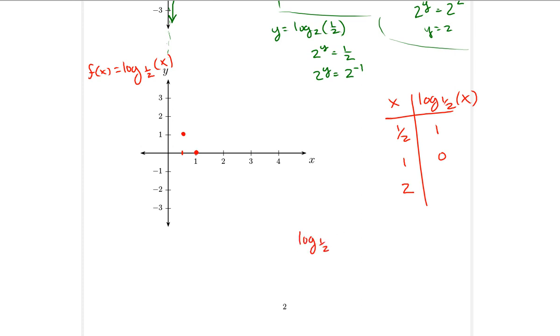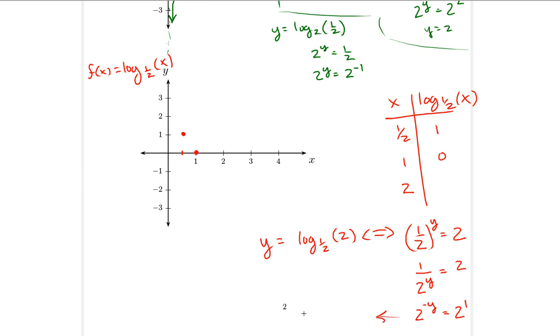So we're taking the log base 1/2 of 2 as our y value, but in exponential form, that's going to be 1/2 to the y equals 2. All right, so that's 1 over 2 to the y. And then I want to get this 2 up on top, so that's 2 to the negative y equals, and we can call this 2 to the 1. So that must mean negative y equals 1, so y equals negative 1. And so that puts us right there.